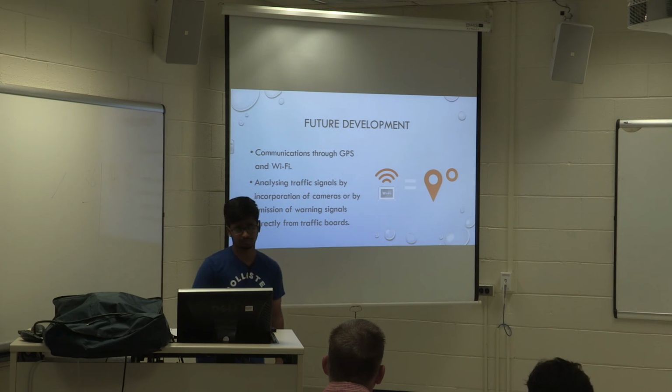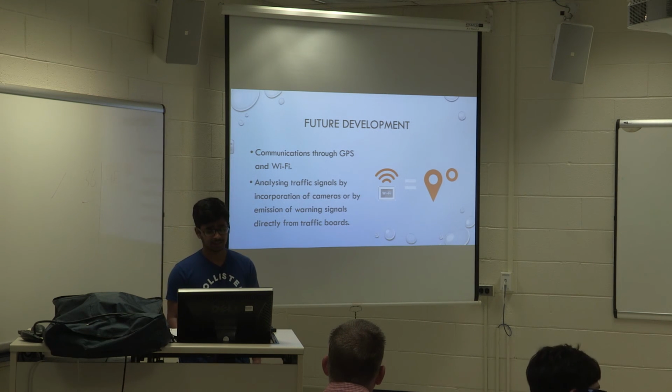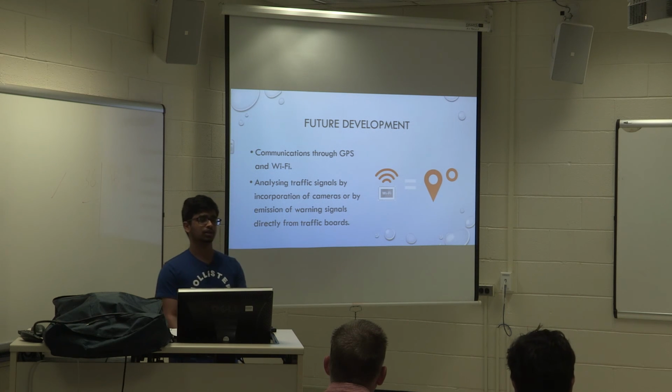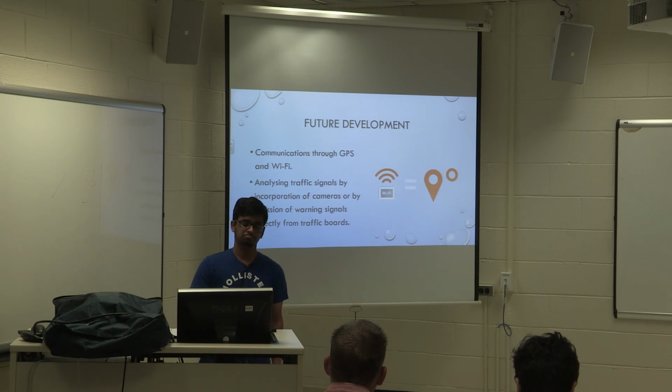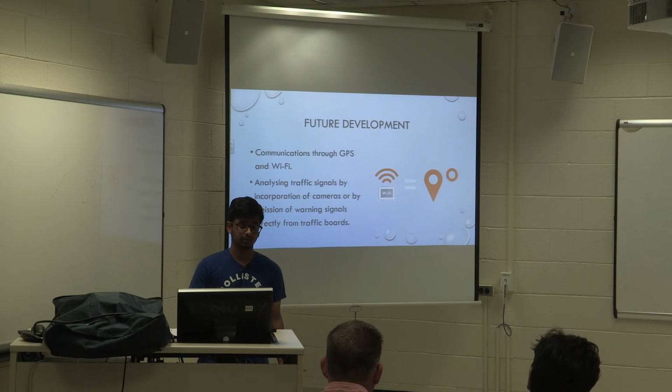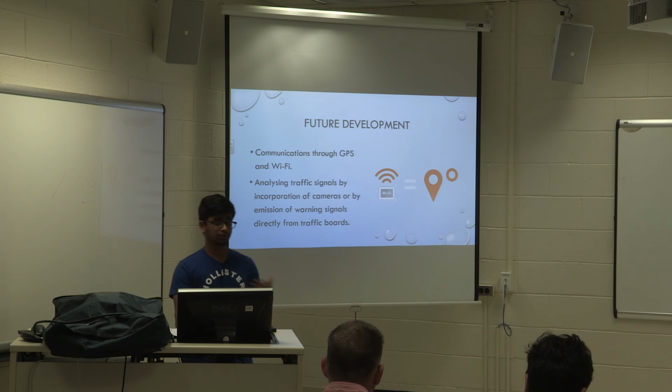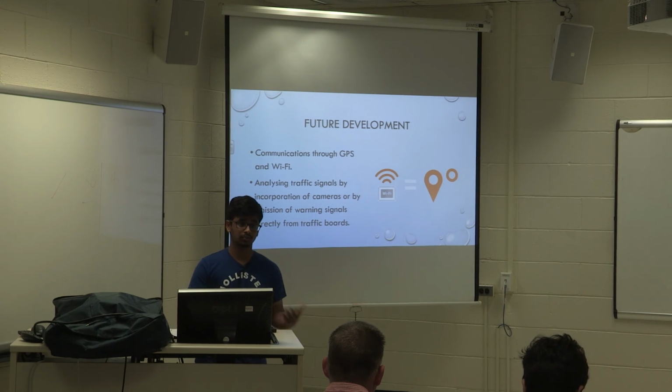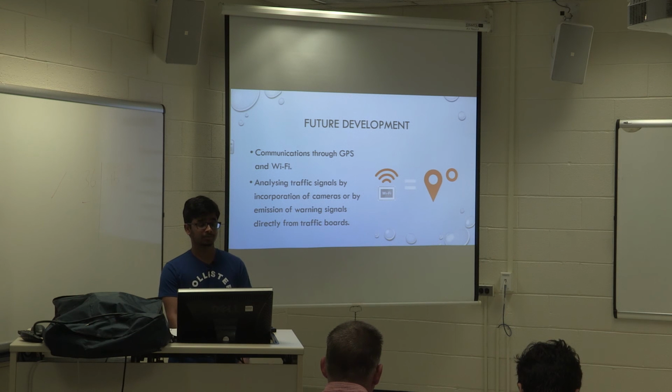And also we can analyze the traffic signals by incorporating cameras in front of the car, and maybe we can get the information from there. And also maybe we can have emission of signals from traffic boards themselves, so that we have a receiver at the car end which can get the data.